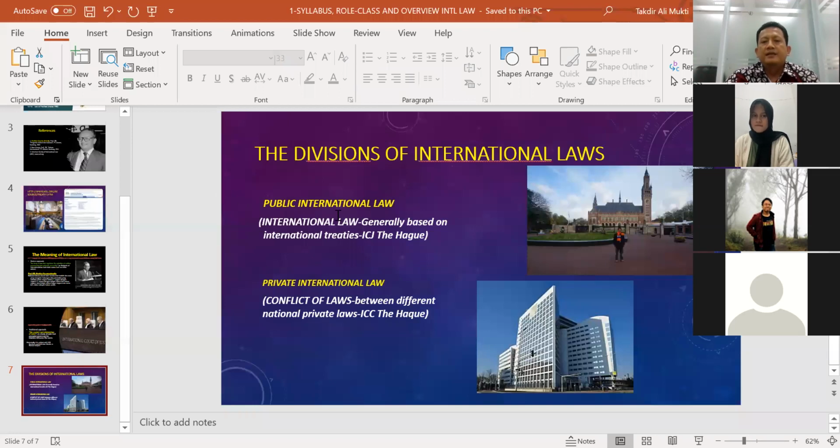Now, this is what I said before about the division of international law. Firstly, public international law and private international law. Each law at the international level has different headquarters, although in the same city, Den Haag, Netherlands.